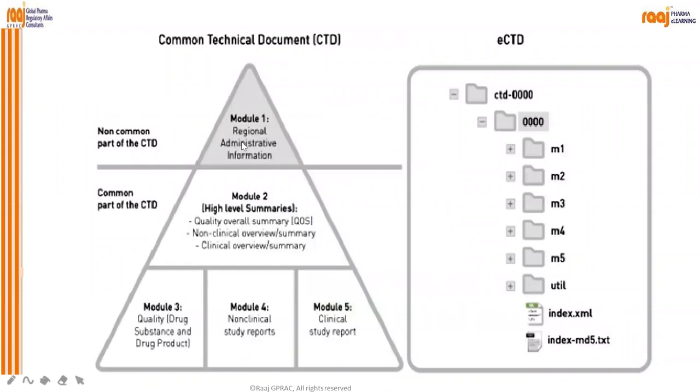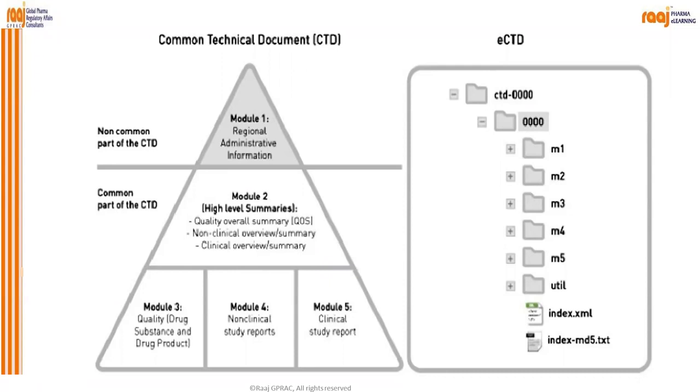Module 1 talks about regional administrative information, and it is always said to be the non-common part of CTD. Why is it said to be not common? Because of regional specific requirements, and it varies from region to region. Correct? Then Module 2 talks about the high-level summaries for Module 3, 4 and 5. So it comprises the quality overall summary, the non-clinical overview, the clinical overview, and summaries of clinical.